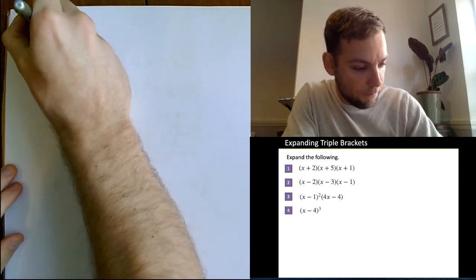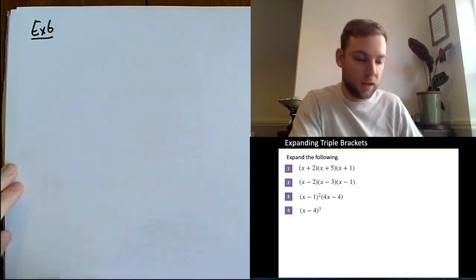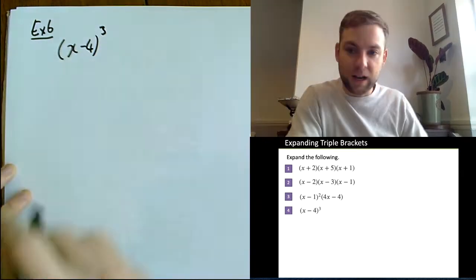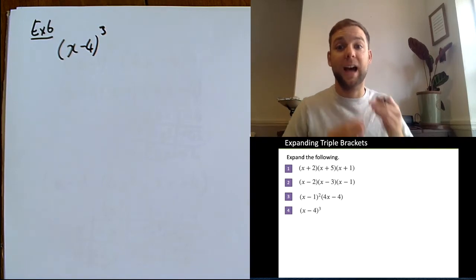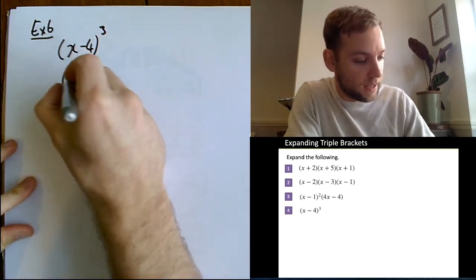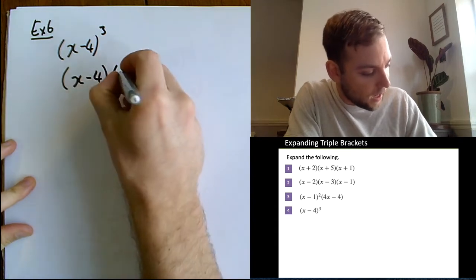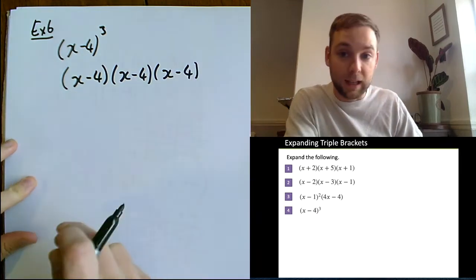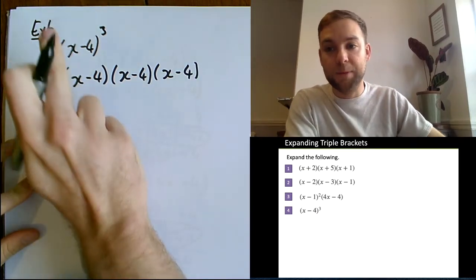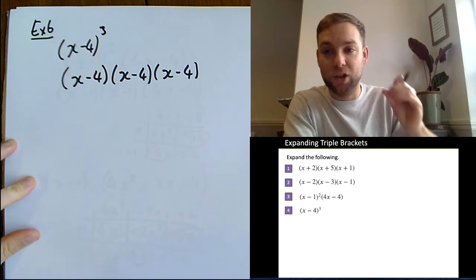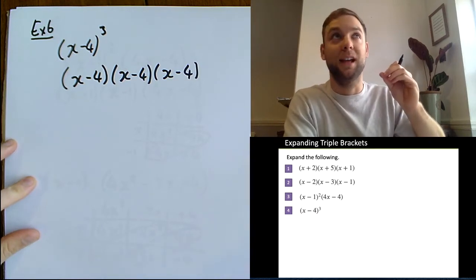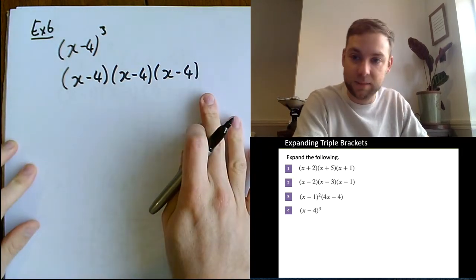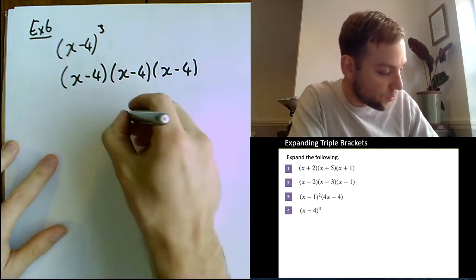So here, example 6. I've got x minus 4 all cubed. Now what does that cubed mean? Cubed means times by itself 3 times. So this means x minus 4 times by x minus 4 times by x minus 4. It doesn't mean x cubed times by minus 4 cubed. It doesn't mean x cubed minus 4 times 4, minus 64. Okay, it doesn't mean that. It does mean this. Okay, so let's do this first one here.